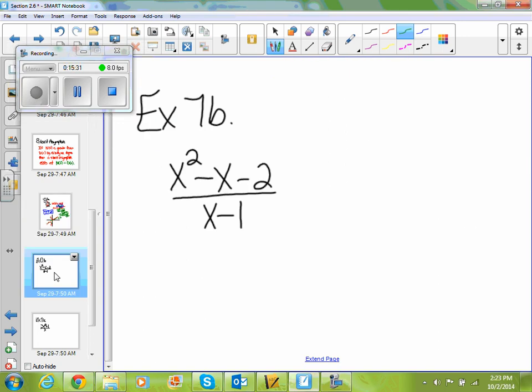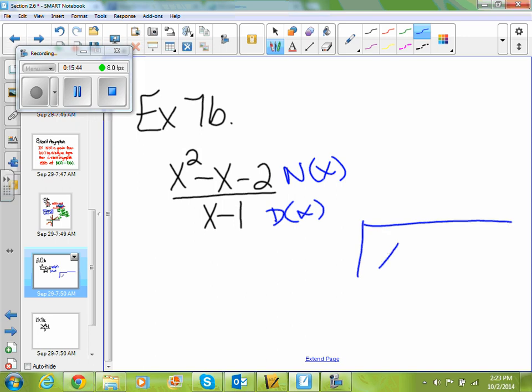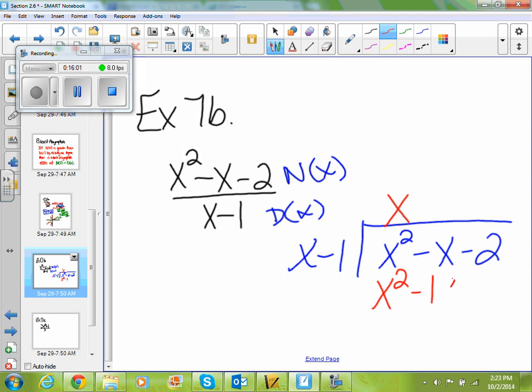Okay, so let's find our slant asymptote for 7b, where we're looking at x squared minus x minus 2. Okay, so this is my n of x, this is my d of x. So we're going to divide them. So x squared minus x minus 2, and we're dividing it by x minus 1. Well, I know that x goes into x squared exactly x times. x times x is x squared. 1 times x is 1x. And we're going to subtract them. Those cancel. Negative x minus a negative becomes a plus. So this becomes 0x minus 2.